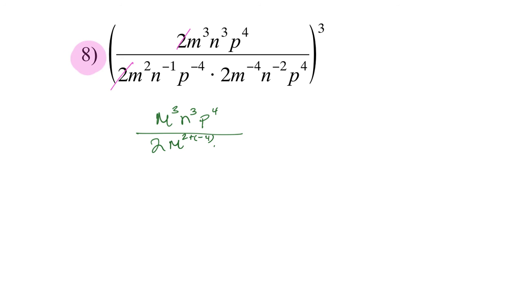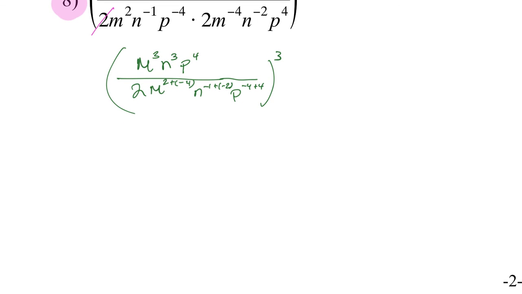Then I have n, negative 1 plus negative 2. And then I have p, negative 4 plus 4. Everything cubed. So that means that this is m cubed, p4 divided by 2, m squared, and negative 3. And then this, remember that this is 0, right? This is 0, so this becomes a 1, so we can cancel that out. Cube.